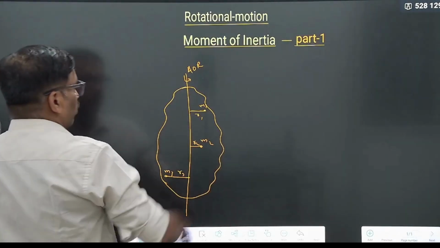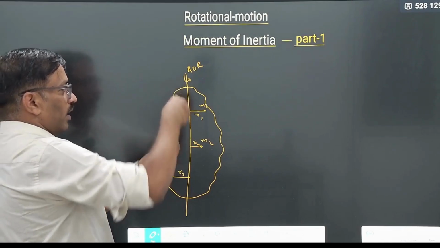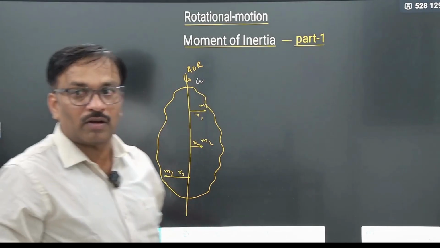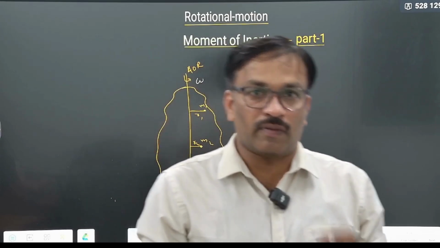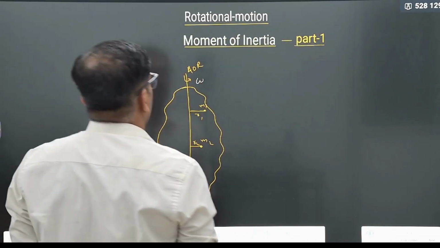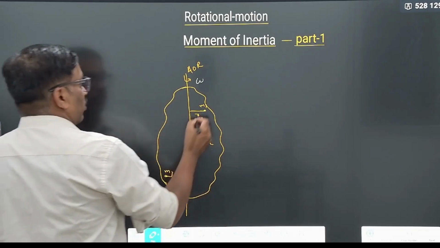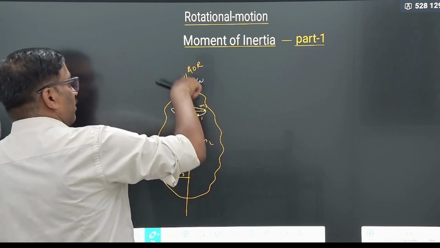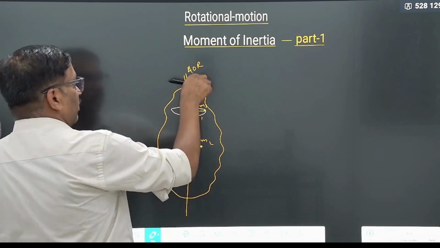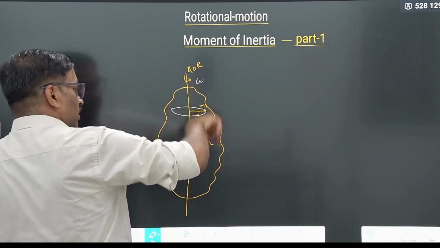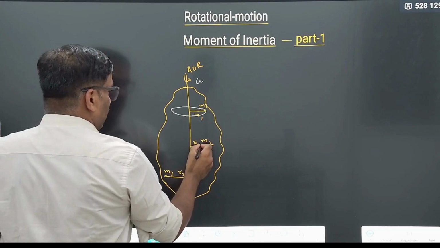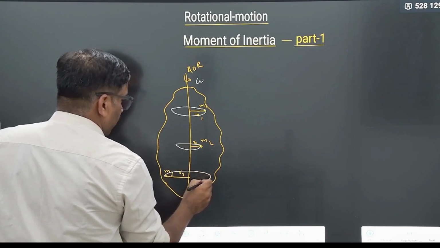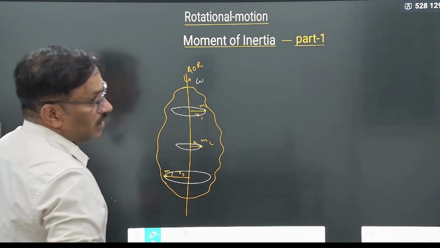If the whole body is rotating, it is rotating with an angular velocity omega. Can you tell me if it will be the same for all these particles? Yes, the angular velocity will be the same for all of them, that is, the time period will be the same. Each particle undergoes a circular path but completes it in the same time as the whole body. So the angular velocity of each particle and of the whole body is the same.